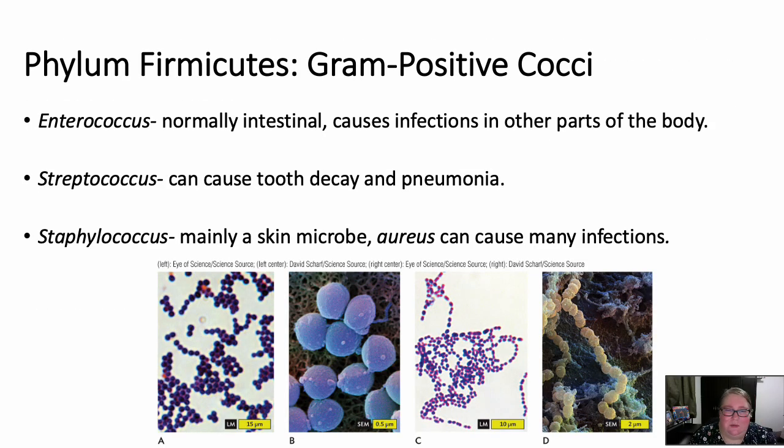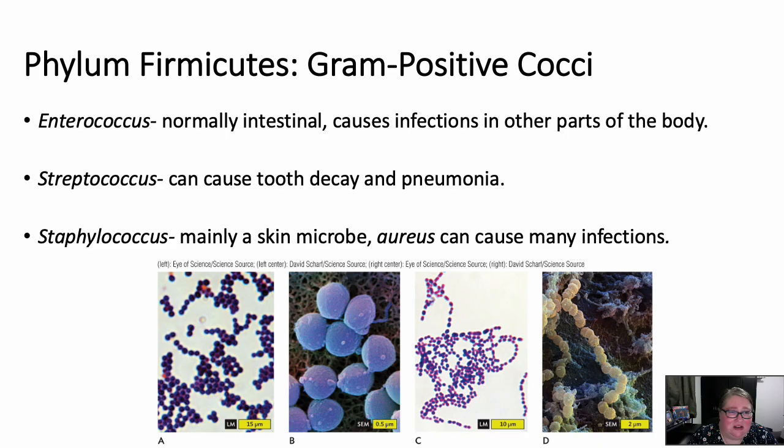Okay, we also have some gram-positive cocci. These are going to be things like Enterococcus. This is normally in the intestines, but if it gets outside of your intestines, like in your urinary tract, it's going to cause infection. We have Streptococcus. You are probably most familiar with the one that causes pneumonia diseases. So things like strep throat. If you have strep throat, you've been infected with Streptococcus. There's also some forms of Streptococcus, like Streptococcus pyogenes, that can actually cause tooth decay as well.